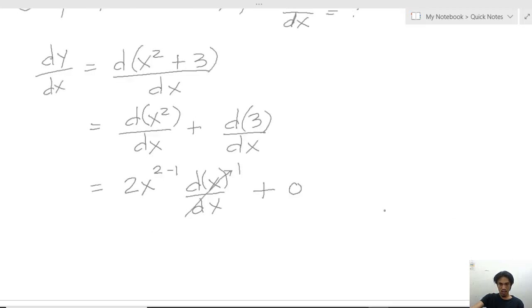So we can say that the derivative of y with respect to x, or y prime, is simply equal to 2x raised to 1, or simply 2x multiplied by 1. It will remain as 2x. This is your y prime.